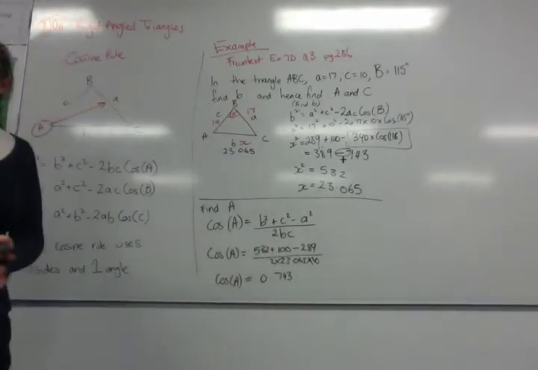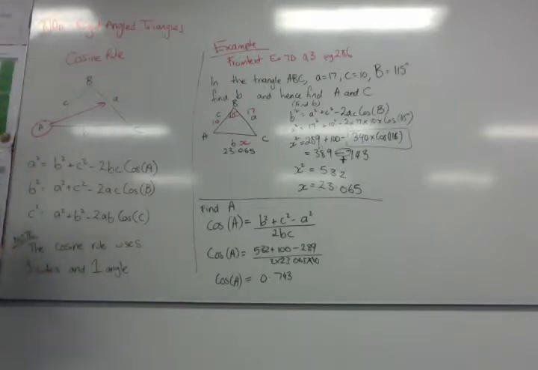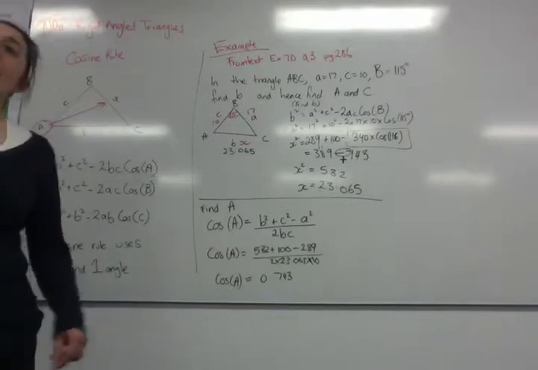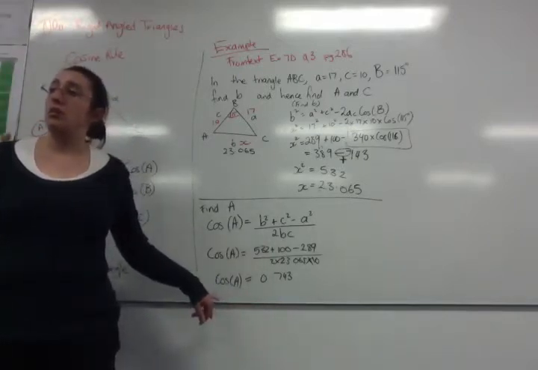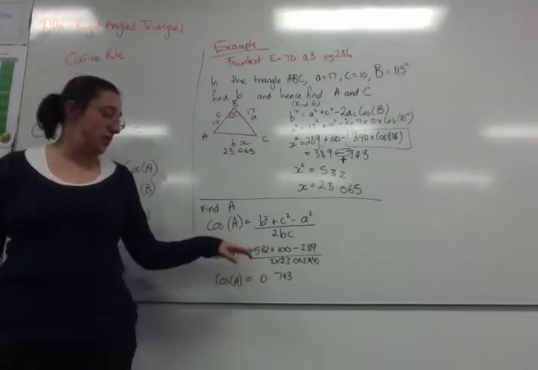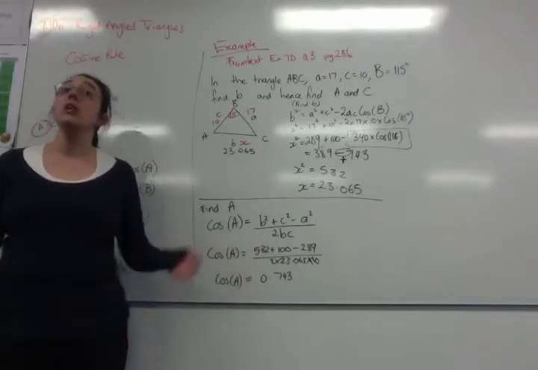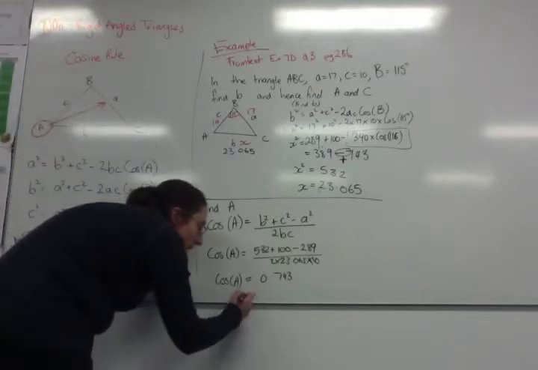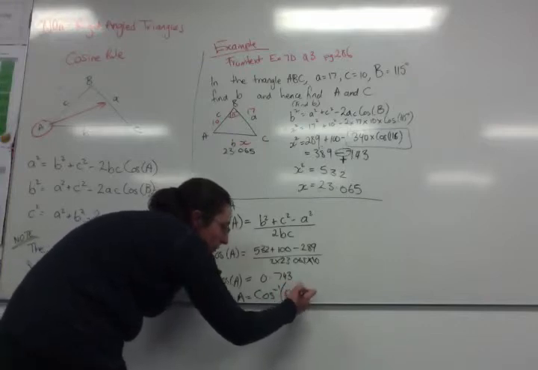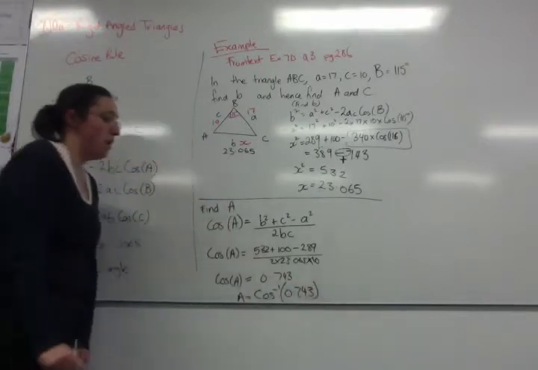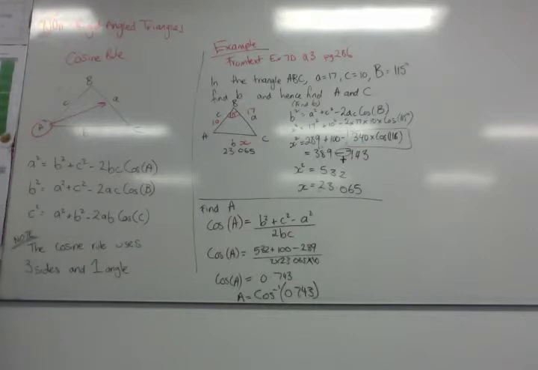Why does she do it and it works, and I do it and it doesn't? You must be pressing something wrong. Alright, so now cos of A is equal to that. How do I find out what A is? Cos of A is equal to 0.743. The inverse cos. So A is equal to the inverse cos of 0.743. And what do you get as your angle?